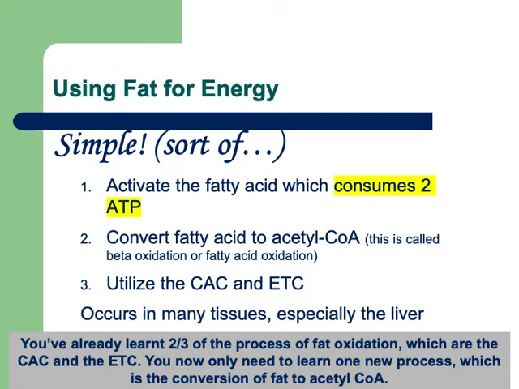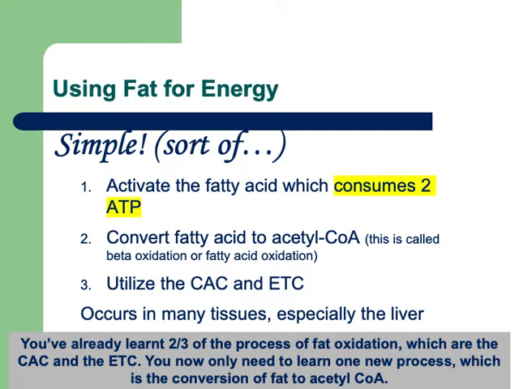The first step of fatty acid oxidation is that we activate the fatty acid, and this consumes 2 ATP. We're not going to get into the details of the actual activation of fatty acid, but what I want you to remember and what we'll come back to is that this process, this first step, consumes 2 ATP. So we're already in a net 2 loss of ATP.